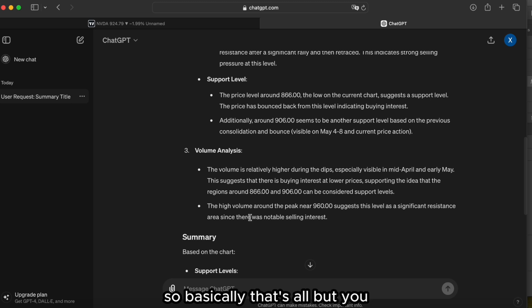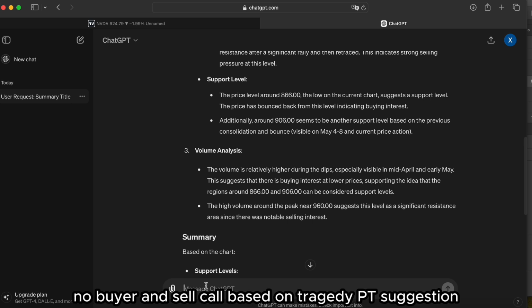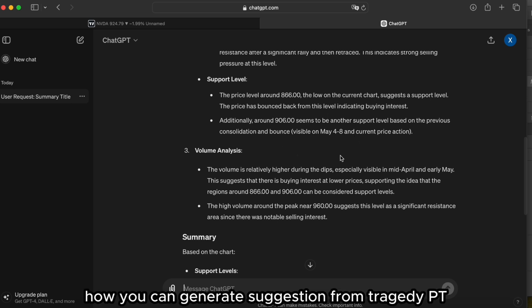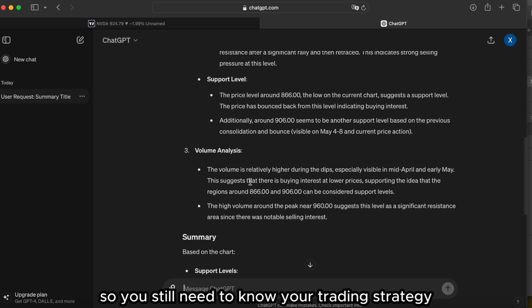So basically that's all, but you can try it out yourself. This is for reference only. You need to have your own trading strategy, and also this is for reference, no buy or sell call based on ChatGPT suggestion. Yeah, basically that's all for how you can generate suggestions from ChatGPT on trading. So you still need to know your trading strategy.